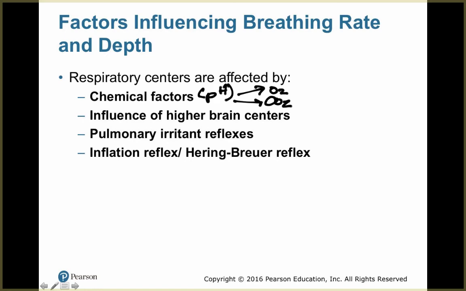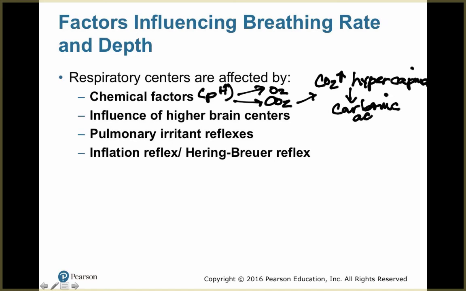And if blood CO2 rises, and that is known as hypercapnia, CO2 can accumulate in the brain and join with water and become carbonic acid, right? And so this is essentially a way that we regulate the pH, but there are chemical factors that can essentially affect respiratory centers.